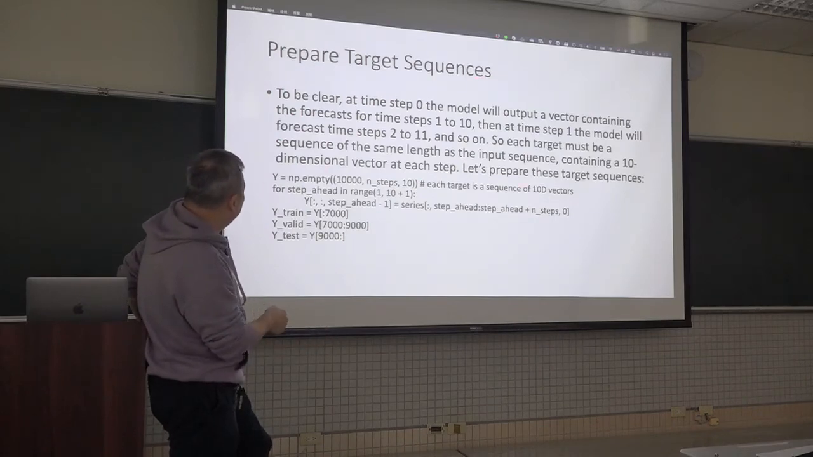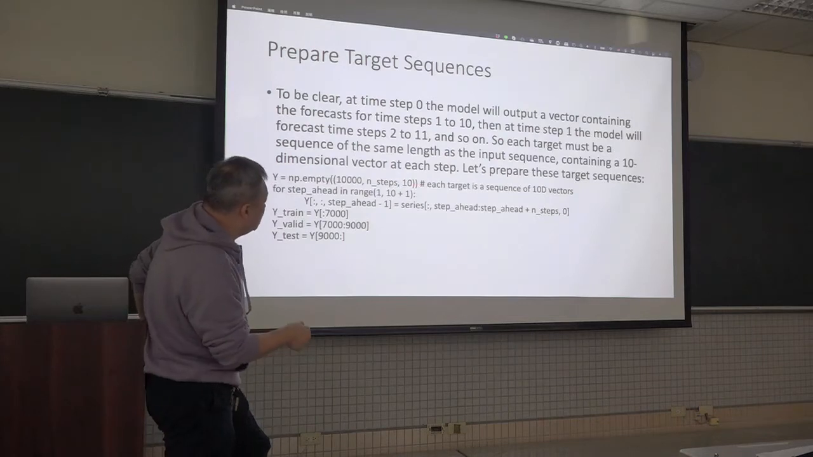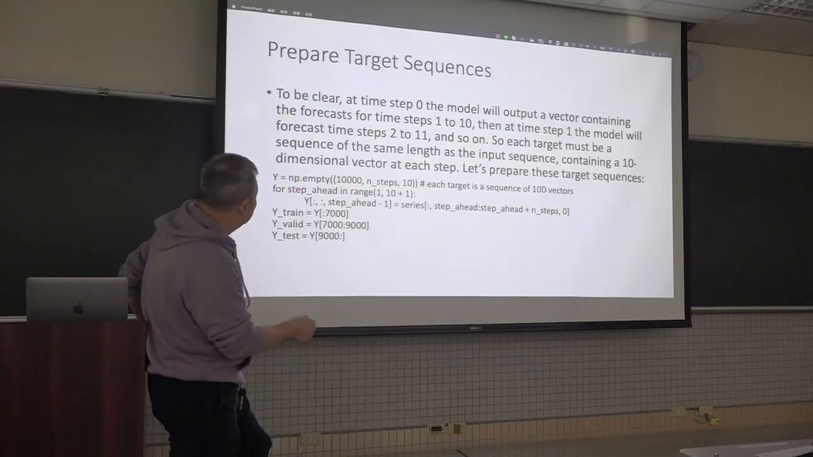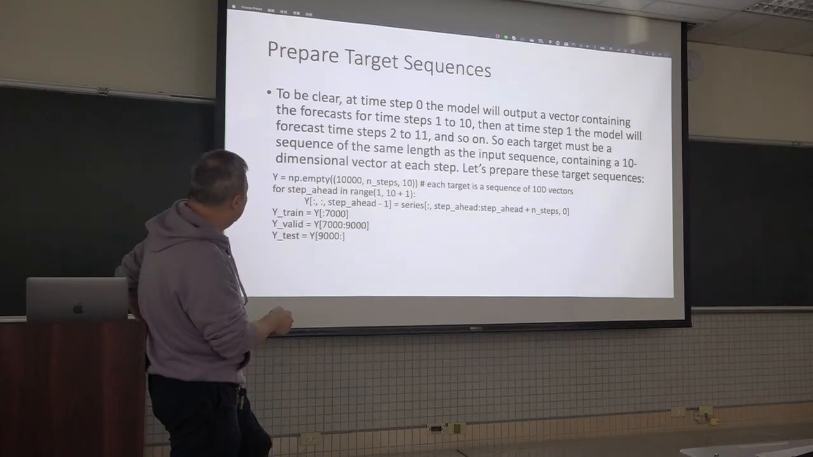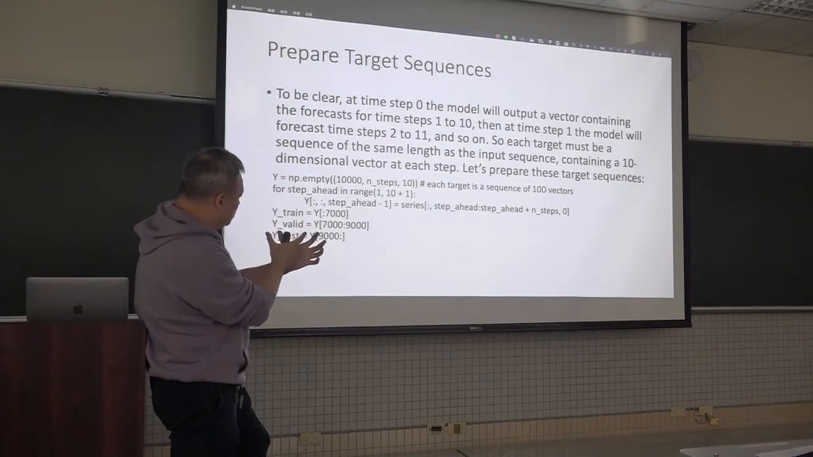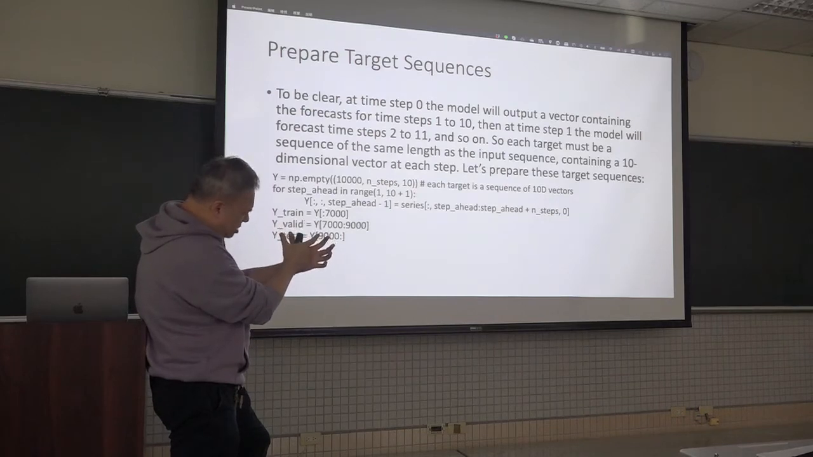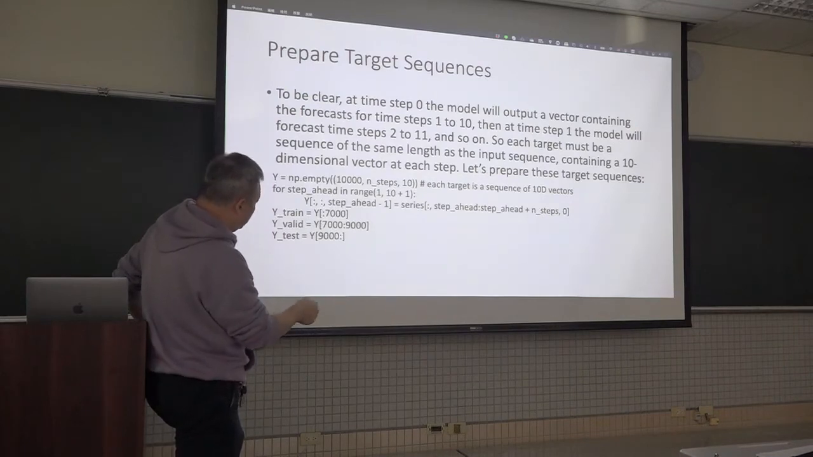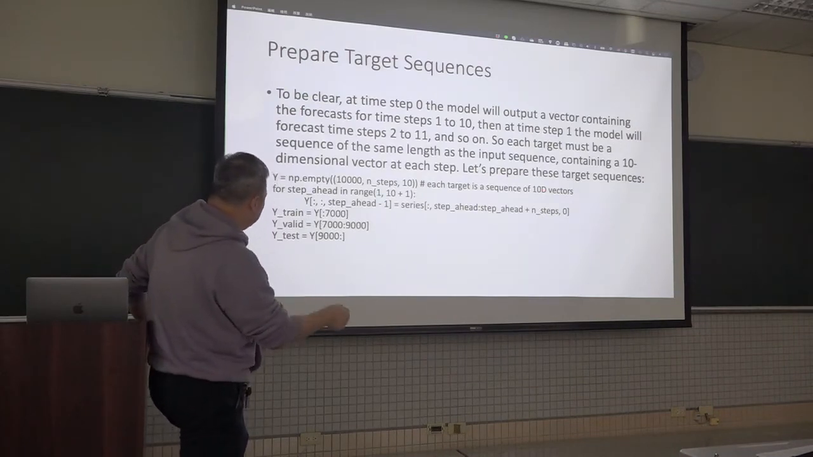So we prepare this target, which is a sequence of 10-dimensional vectors. Each time, if it's from 0 to 9, the target is 1 to 10, and from 1 to 10 we have 2 to 11, and so on. So the ground truths will be different now, and we need to prepare those ground truths.